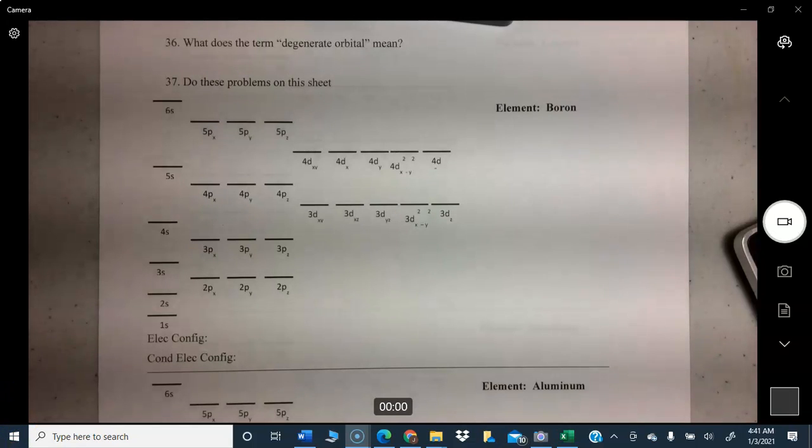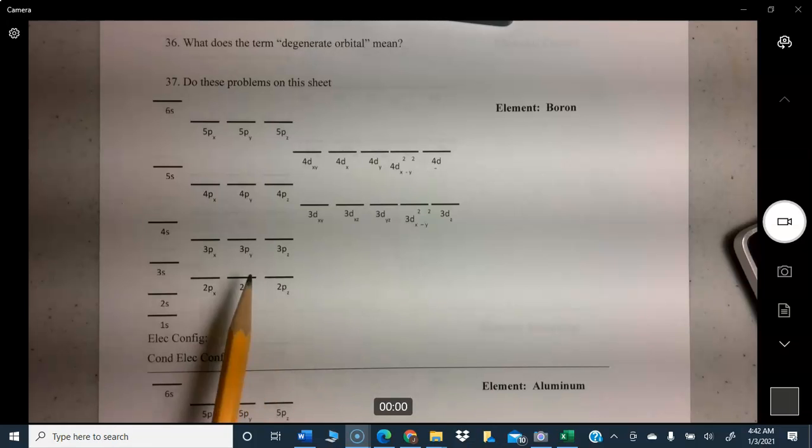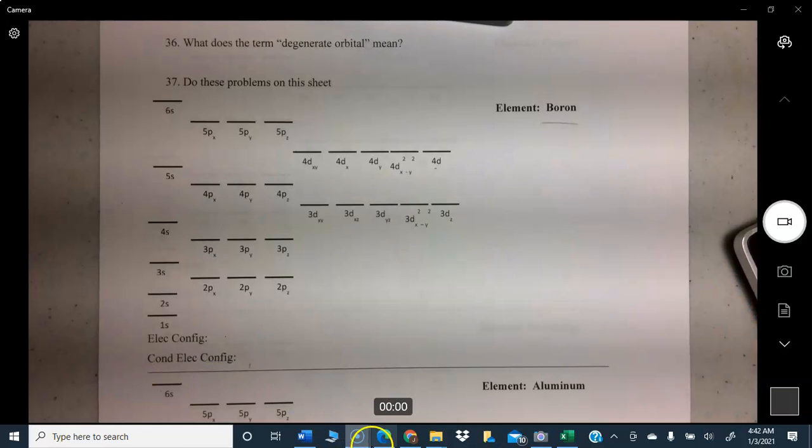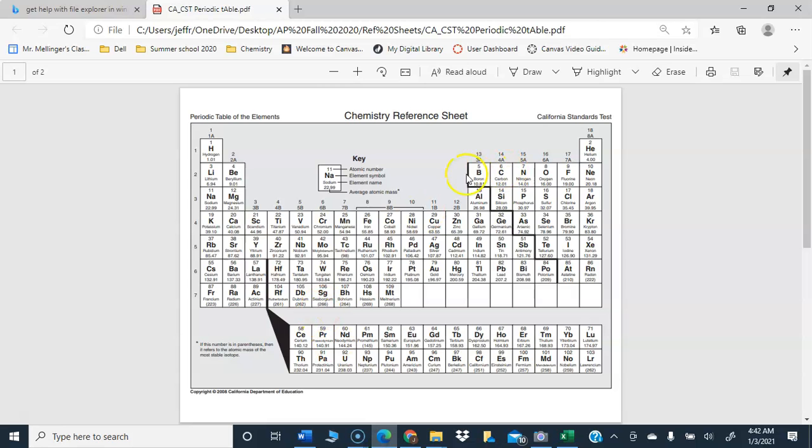Okay, just to conclude this assignment, I gave you a series of problems to go ahead and practice Aufbau, Hund's rule, and Pauli exclusion principle, and then to write the electron configuration and the condensed electron configuration. So the first one is boron. Let's go look at the periodic table. And boron, we know, is in the second row, and it's in the p orbital. It has 1 electron in the p subshell.